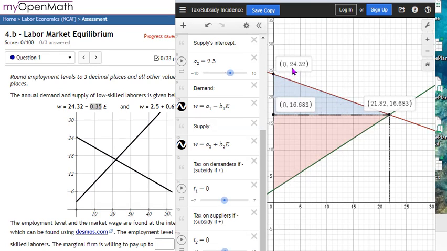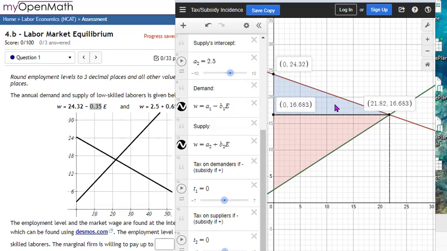The height of the blue triangle is 24.32 minus 16.683. That's the height of the triangle. The width of the triangle is 21.82. This is the equilibrium amount of laborers hired by the firms. So to find the employer surplus, you take this difference in these two heights, 24.32 minus 16.83, and multiply it by 21.82, the length of the triangle. And you divide that product by 2 to get the area of the triangle.